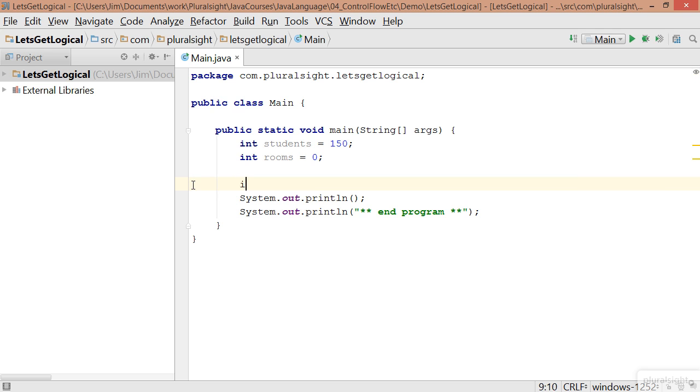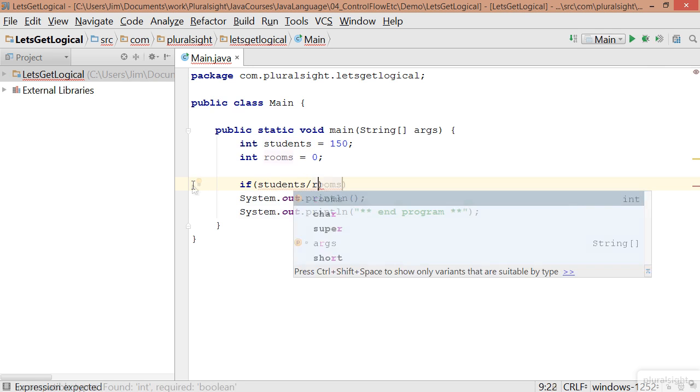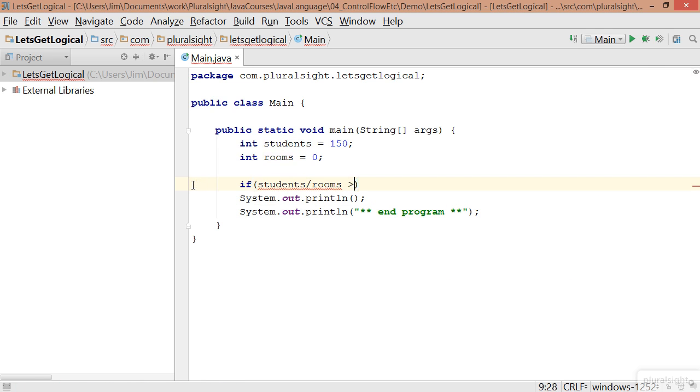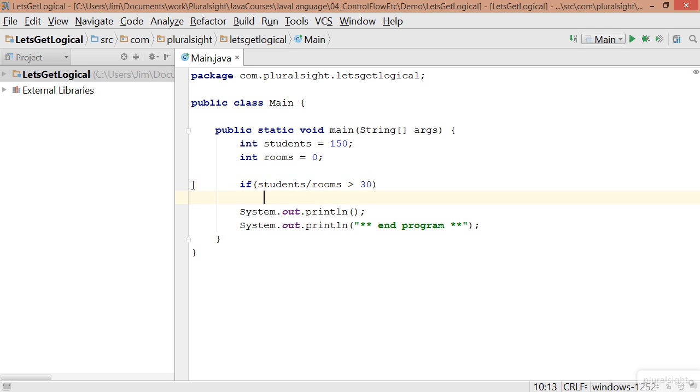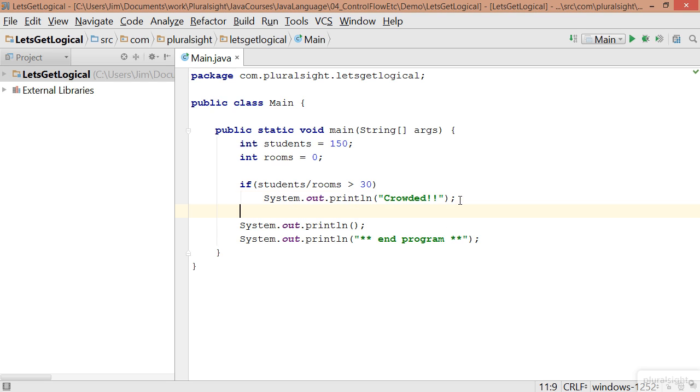All right, so I'm just going to write my if statement, and I'll take students, divide that by rooms, and if that's greater than 30, I'll go ahead and print out my message. So if the result of students divided by rooms is greater than 30, I print out that crowded message. Now, one of the issues I have is, what if rooms is 0? Again, you can't legally divide by 0.